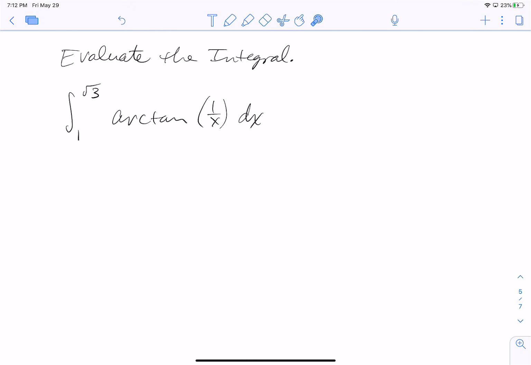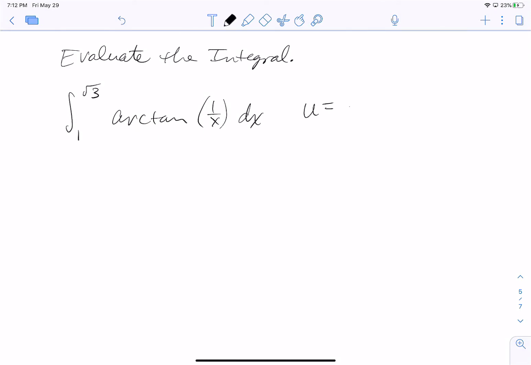Here we have the integral from 1 to the square root of 3 of the arctangent of 1 over x dx. We don't have a product here, so it may not be obvious that we're going to use integration by parts, but we don't have an antiderivative for the arctangent of x. So this is going to act kind of like the natural log.